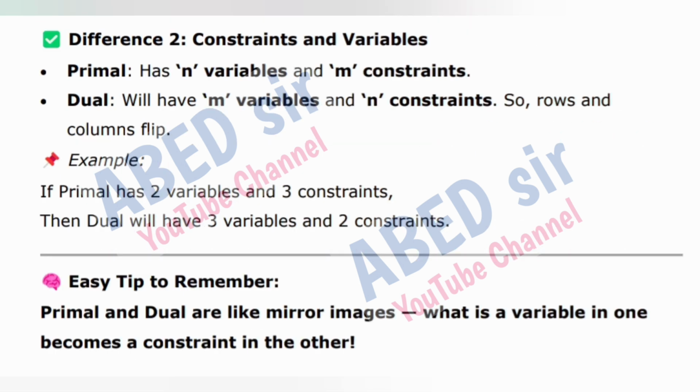Difference 2. Constraints and variables. Primal has n variables and m constraints. Dual will have m variables and n constraints. So, rows and columns flip. Example. If primal has 2 variables and 3 constraints, then dual will have 3 variables and 2 constraints. Easy tip to remember: primal and dual are like mirror images. What is a variable in one becomes a constraint in the other.